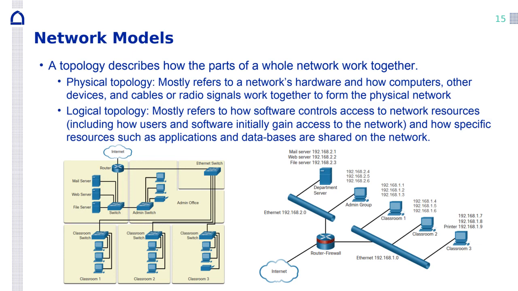طيب network models. لما أنا بدي أصمم design للنتورك I have two models. When I want to model my network أوصفها I have. So network topology describes how the parts of the whole network work together. Physical topology refers to the network hardware and how computers and other devices and cables are connected. It even will show you the location, what kind of wiring.